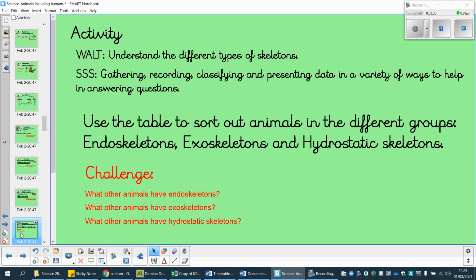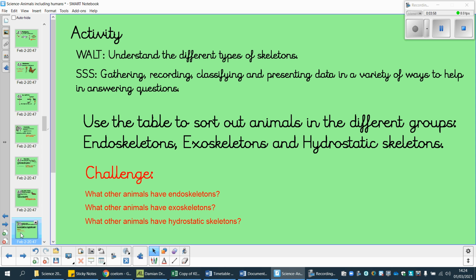Right, so now we've talked about the differences between skeletons. Your activity, okay, is to use the table and to sort out the animals into the different groups: endoskeletons, exoskeletons, and hydrostatic skeletons. Your challenge: what other animals have endoskeletons, what other animals have exoskeletons, and what other animals have hydrostatic skeletons?